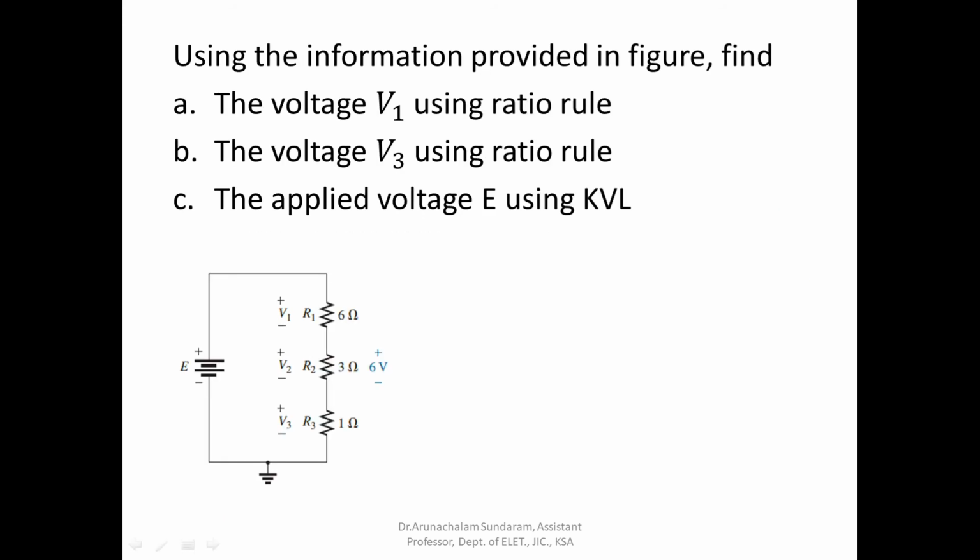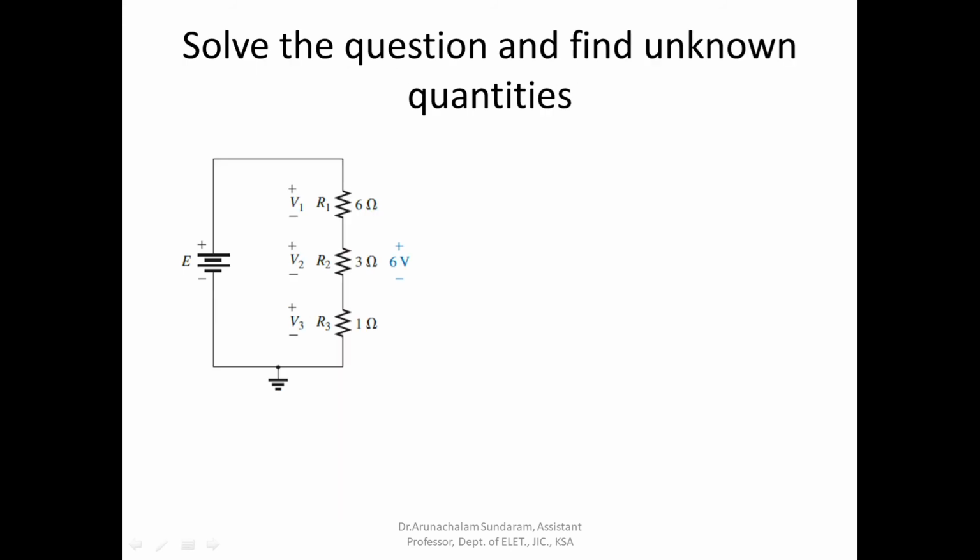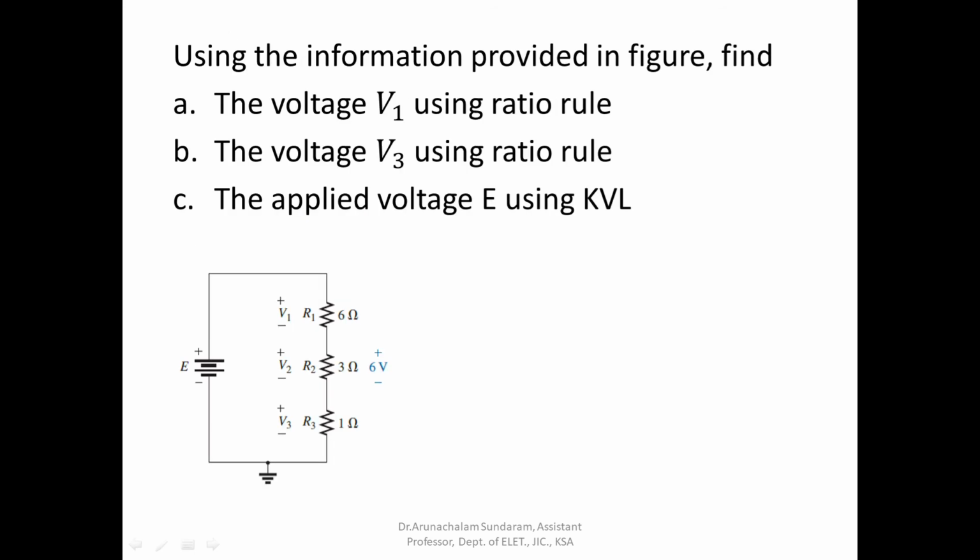Now here, this is the question and they are asking you to find V1, V2 and V3. They have not given you what is the current. Now how to solve this? Now since you already know the voltage ratio rule, we have seen it in the previous slide. V1 by V2 is equal to R1 by R2.